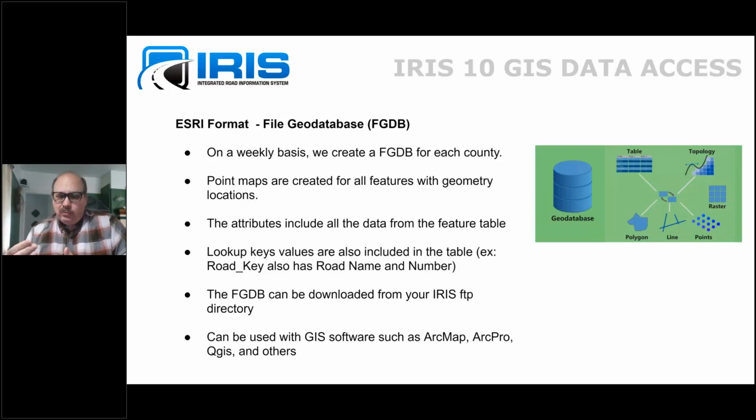On these attribute tables for the file geo databases, I'm going out to the road tables to get the road name and the road number and including that in the file geo database. So you don't have to worry about trying to link up relationships or anything like that. And these file geo databases are available for you to download from your IRIS FTP directories.